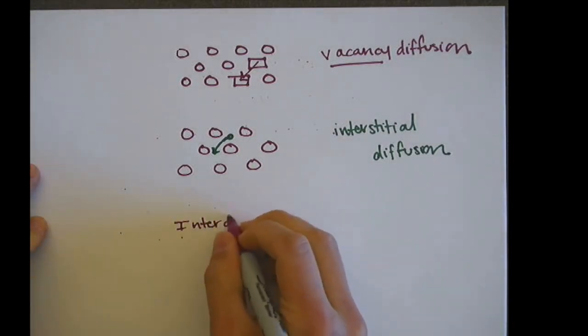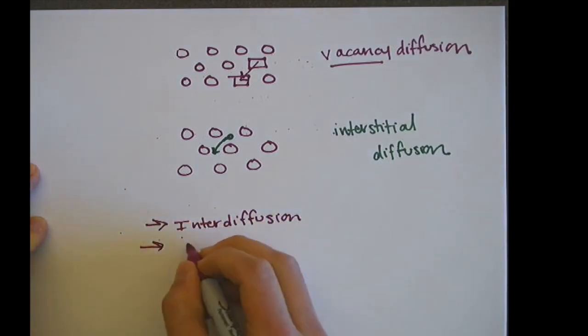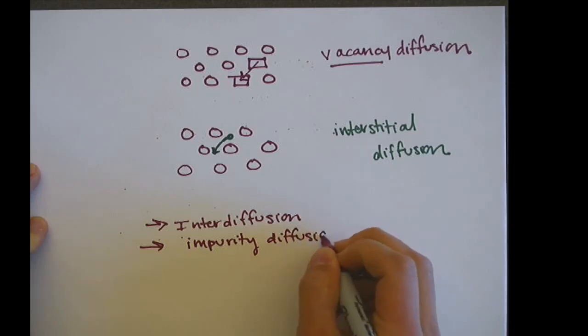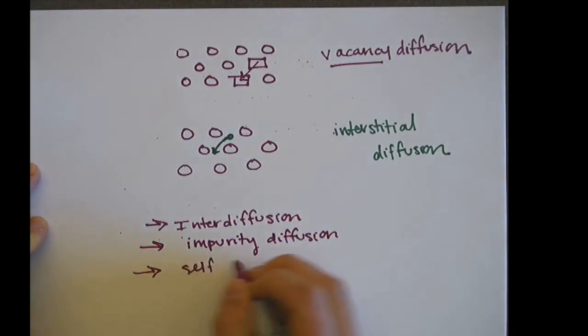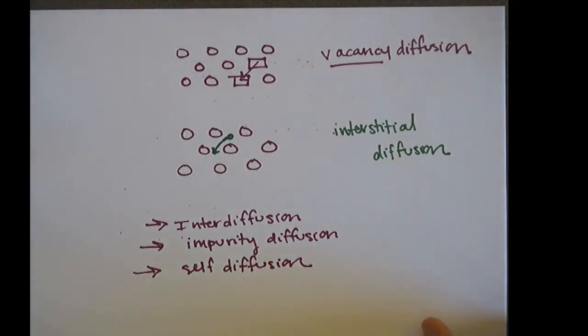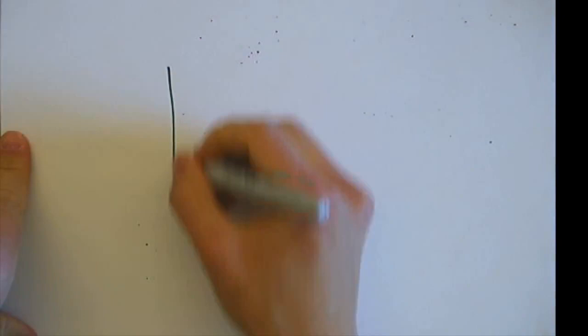So the process whereby atoms of one metal diffuse into another is called interdiffusion, also termed impurity diffusion. The next one that we talked about was self-diffusion, and self-diffusion is where atoms are all of one type and they exchange positions inside.